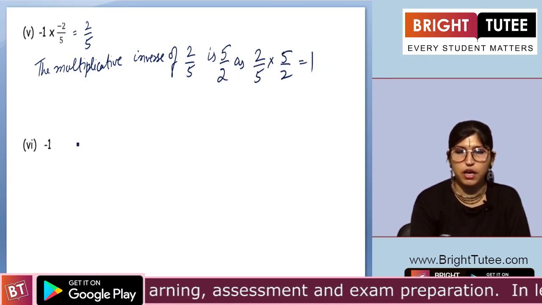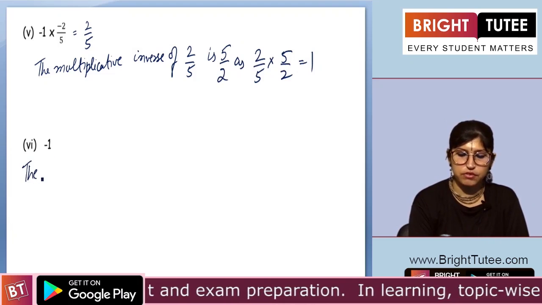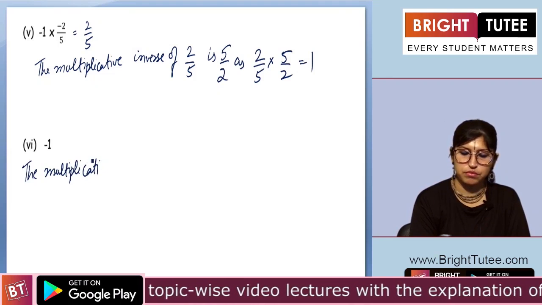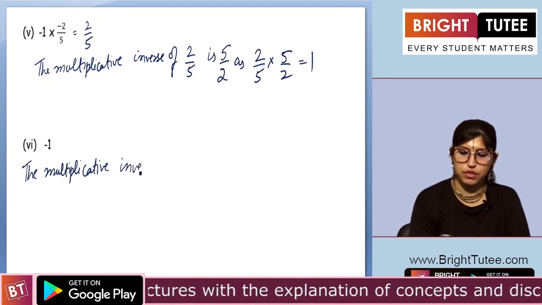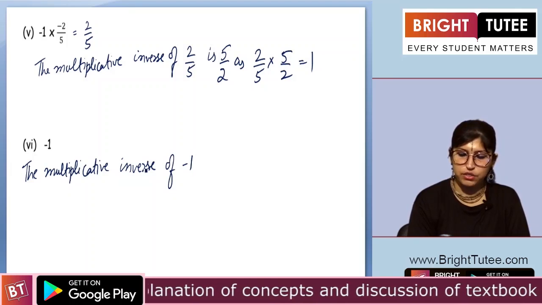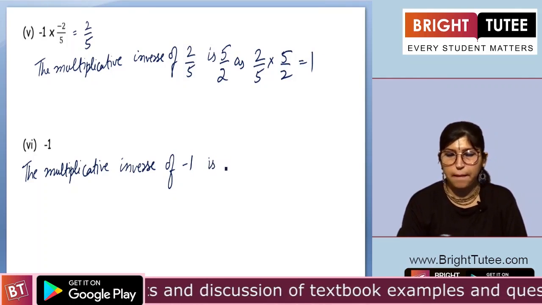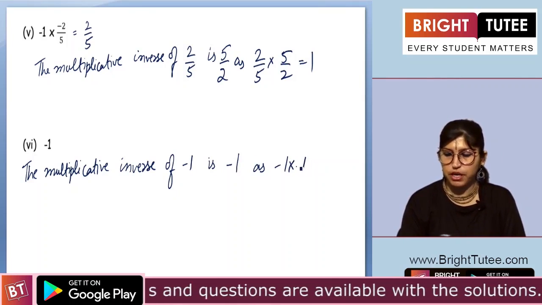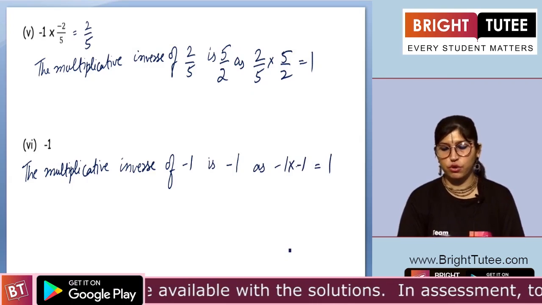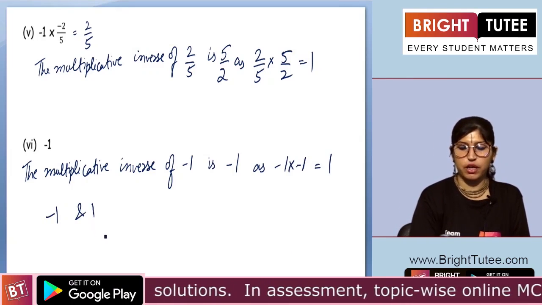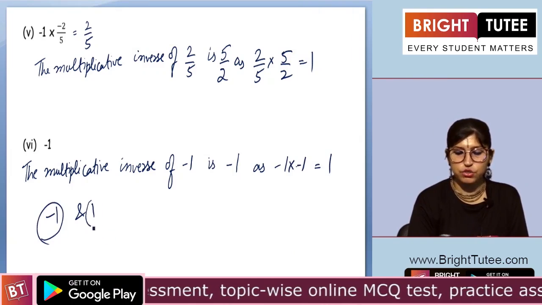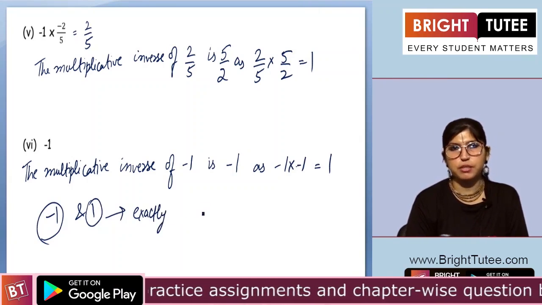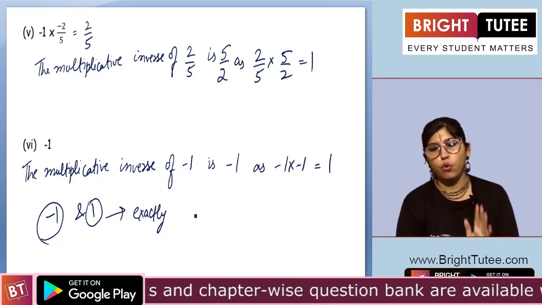Let's move on to the last part. So the multiplicative inverse of minus 1 is minus 1 only, as minus 1 times minus 1 equals 1. So if you can see, minus 1 and 1, the multiplicative inverse of these two numbers is exactly the same, because once we multiply it with the same number, we get 1.